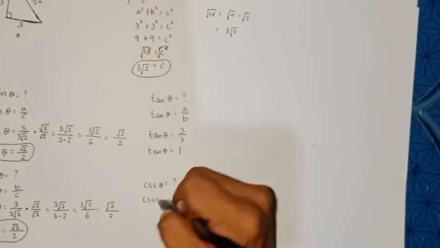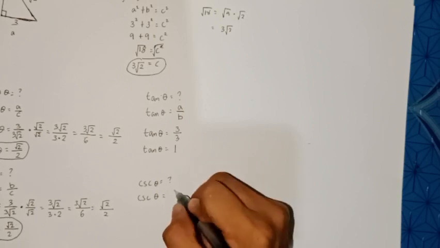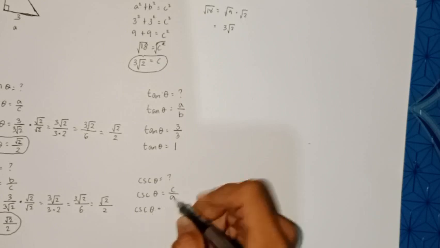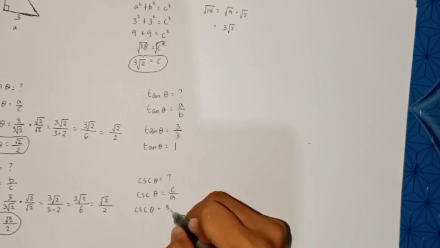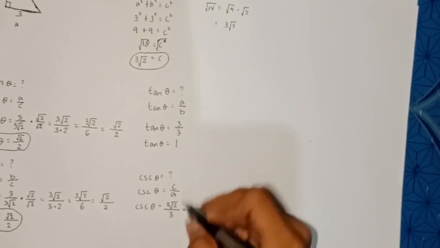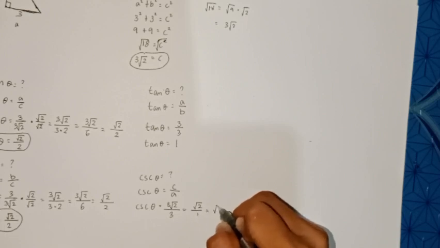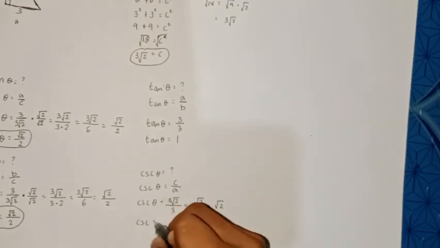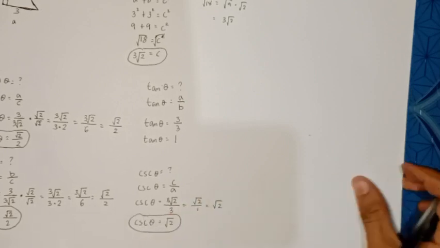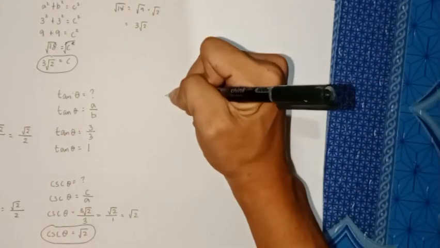So cosecant theta is equal to hypotenuse over opposite. So cosecant theta is equal to 3 square root of 2 over 3. Simplify, we have square root of 2 over 1, which is equal to square root of 2. So cosecant theta is equal to square root of 2. Next, let's proceed to find the value of secant.